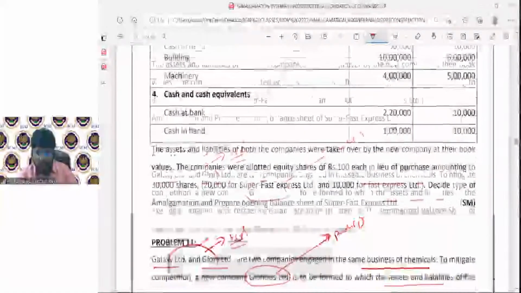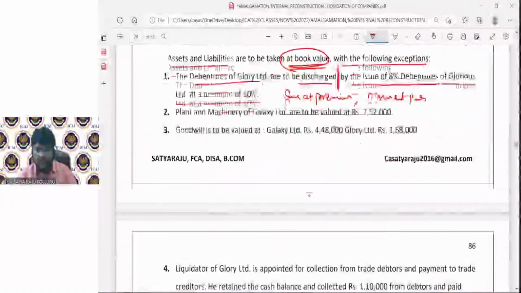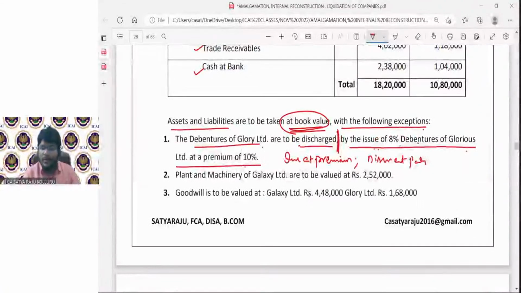But coming here, that is an exam problem, come down, what he has given: the debentures of Glory Limited are to be discharged. That's over, the sentence is over. If nothing is mentioned, at which price are we discharging, sir? We are always discharging at face value if nothing was mentioned. That's why discharge is at par. By the issue of 8% debentures of Glorious Limited at a premium of 10%. Your issue is at a premium.